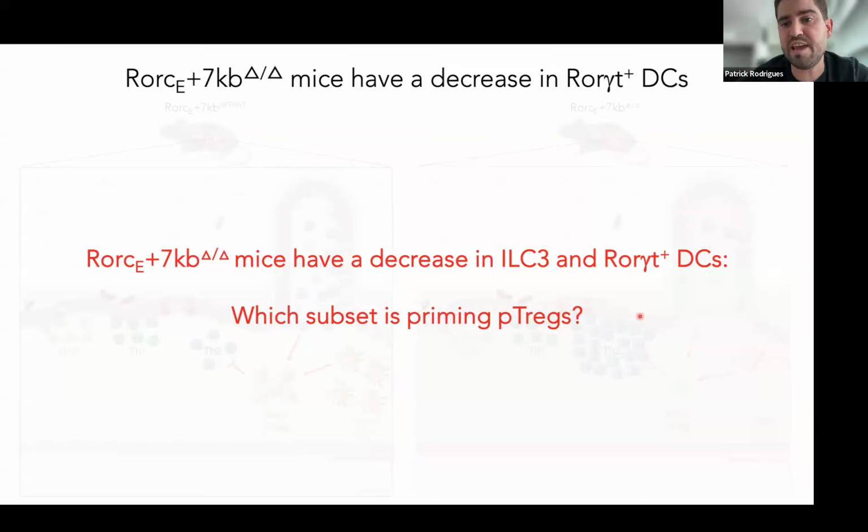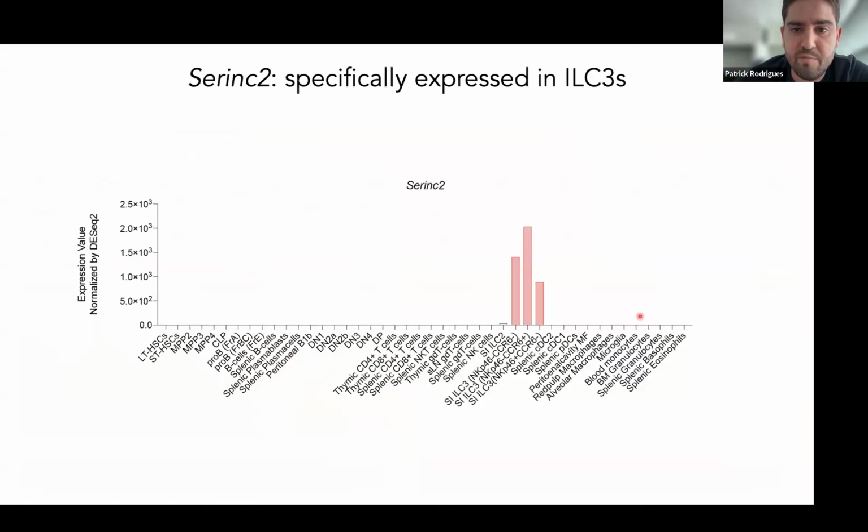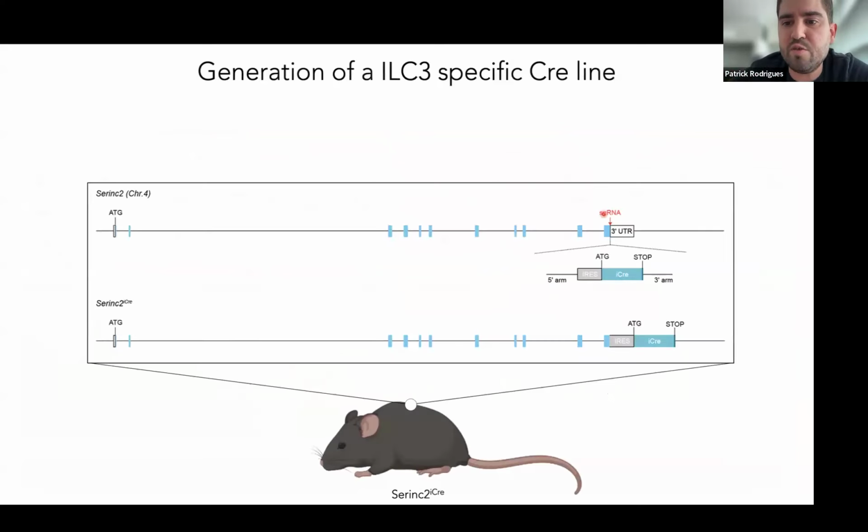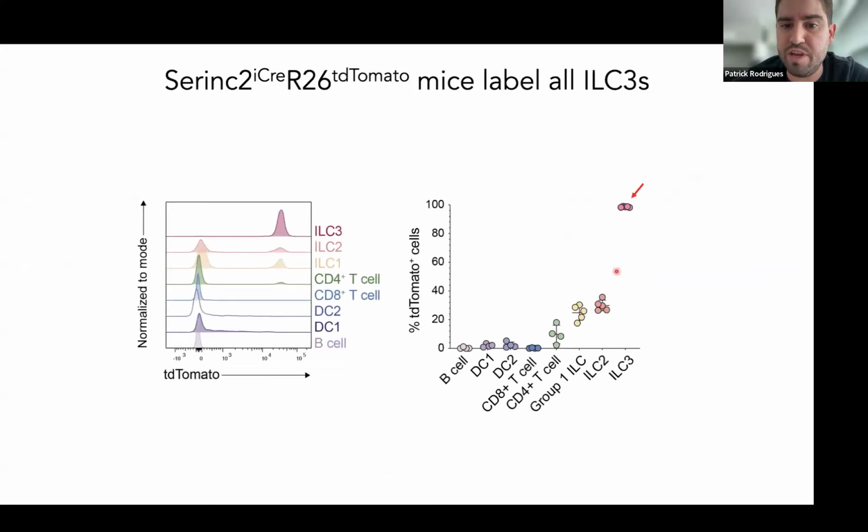Because in our 7kb enhancer knockout we have a reduction in the ILC3 compartment, but also a reduction in the RORγt DCs. To assess this question, we generated a new mouse model which specifically targets the ILC3 compartment. The gene we targeted for this purpose was Serine-C2, and we integrated an IRES-Cre cassette at the 5' UTR and crossed these mice to the Rosa tomato mice. What you can see here is that the ILC3 compartment is almost entirely labeled within the Serine-C2 compartment.